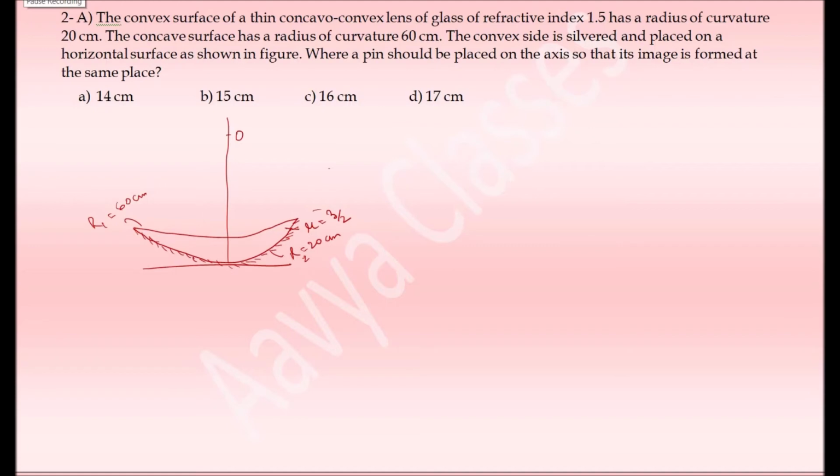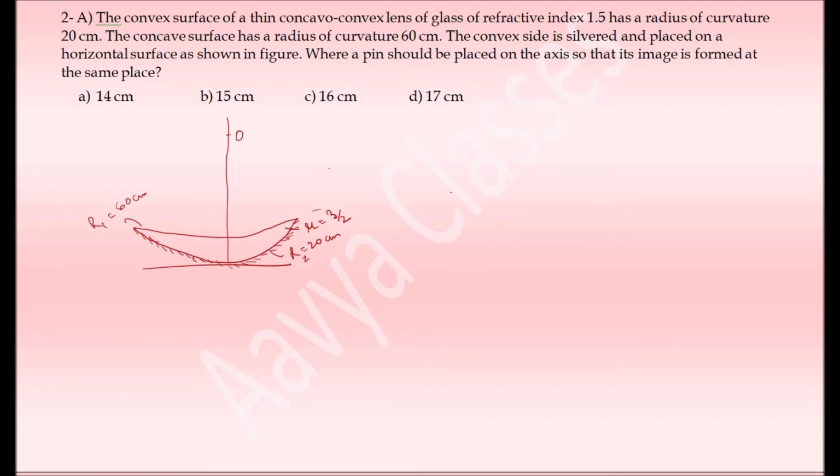So here it is asked where the pin should be placed so that the image is formed at the same place. The image will form at the object itself in the case of a mirror when the object is placed at the center of curvature. So basically we will calculate the equivalent focal length of the mirror, and then place the object at the center of curvature of that mirror. In that scenario we will get the image on the object.